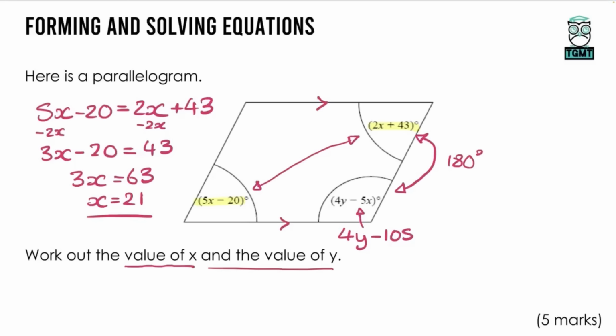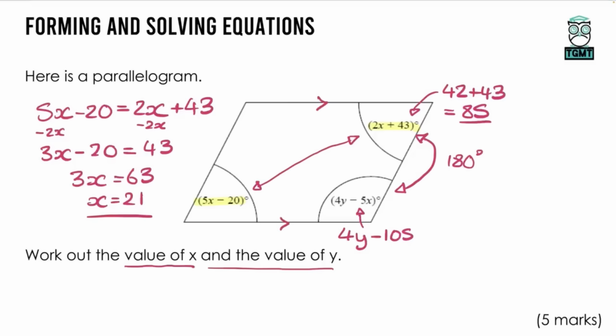So I now have an equation. I know the size of this angle as well, and I know that they're both going to add up to 180. So let's also substitute the value of x into this one. I could use the bottom one as well, but I'm going to stick with the top one as I've gone for that one now. 2 lots of 21 is 42. So 42 plus 43 is this top right angle, and that is equal to 85.